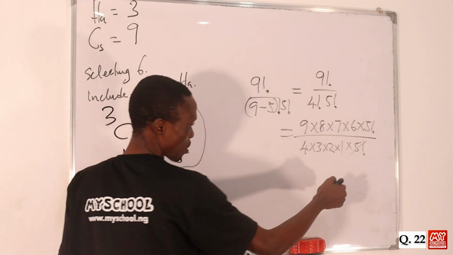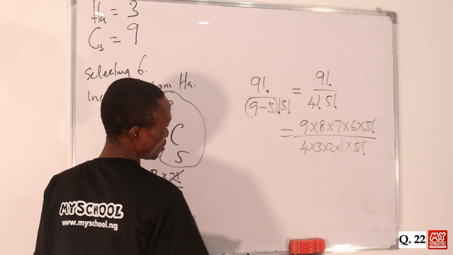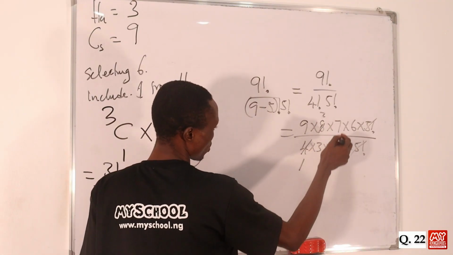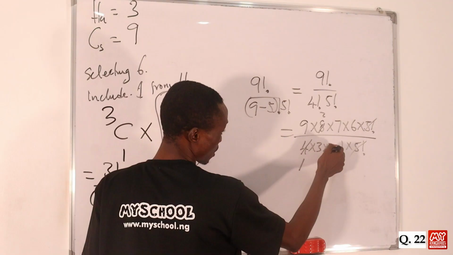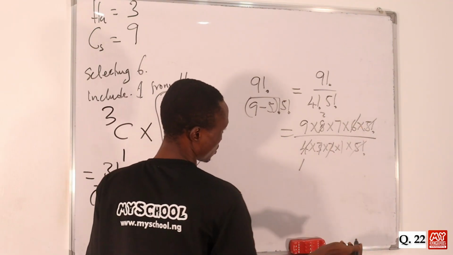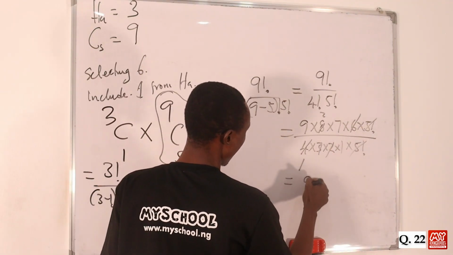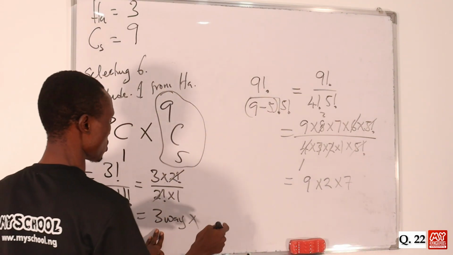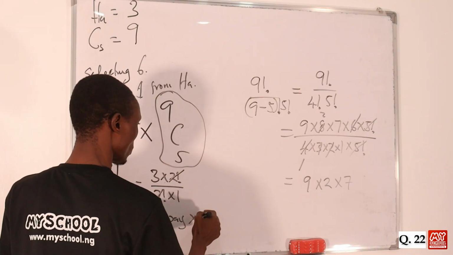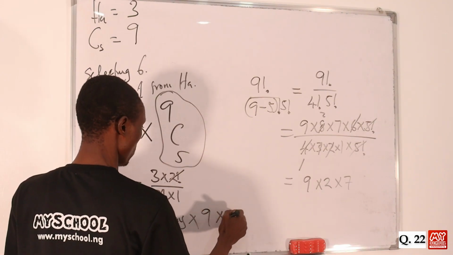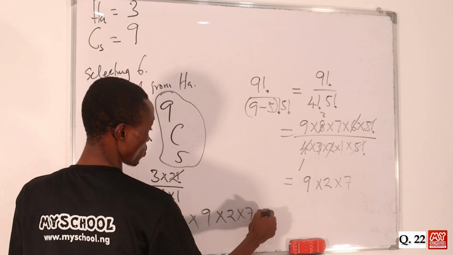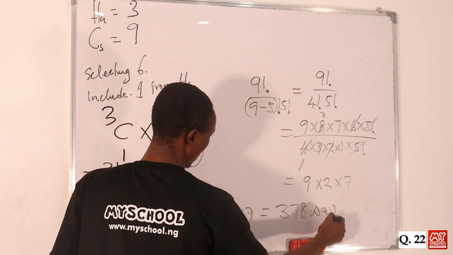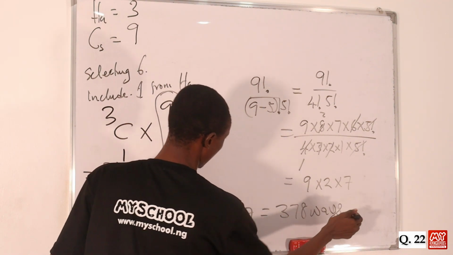So 5 factorial, we cancel out 5 factorial. Then 4 here is 1, then 4 here is 2, then 3 times 2 is 6, which will take out this 6. So at the end of the day, we still have 9 times 2 times 7 left. If we combine everything, we'll be having 3 times 9 times 2 times 7, and this will be equals to 378 ways.